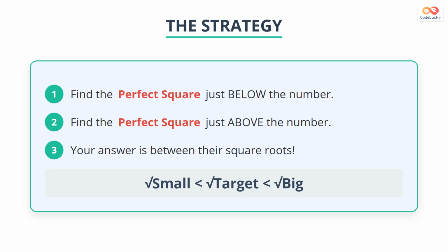Here is our strategy. We will sandwich our target number between two perfect squares. We find the perfect square just below our number and the perfect square just above our number. Our answer will be between the square roots of those two numbers.